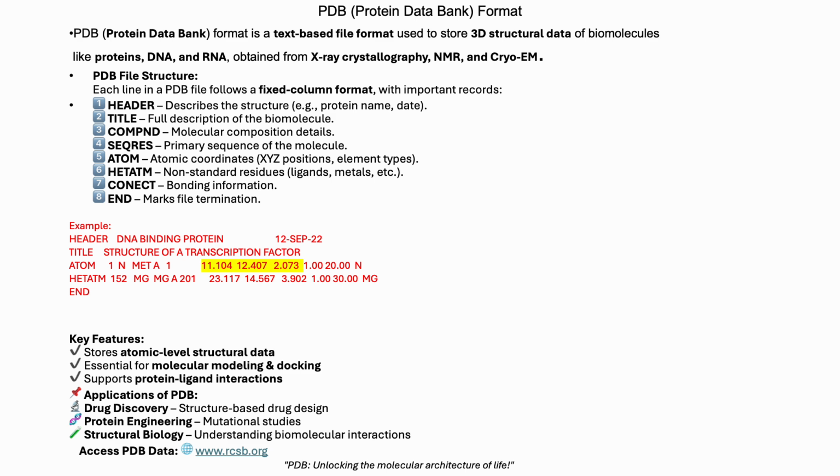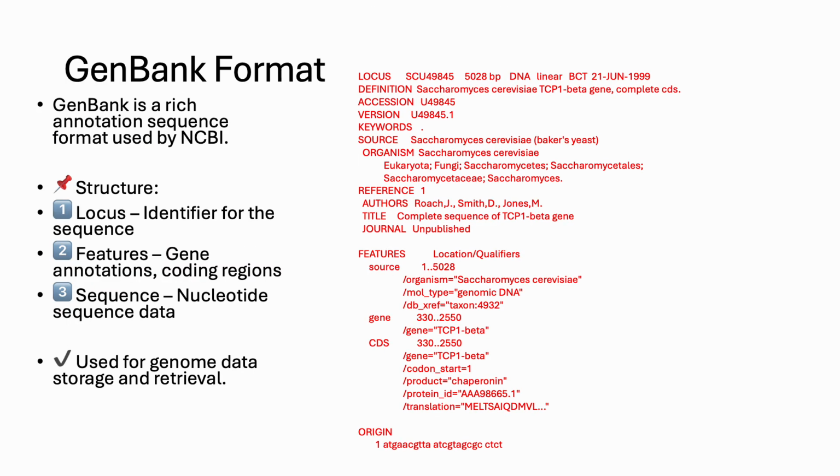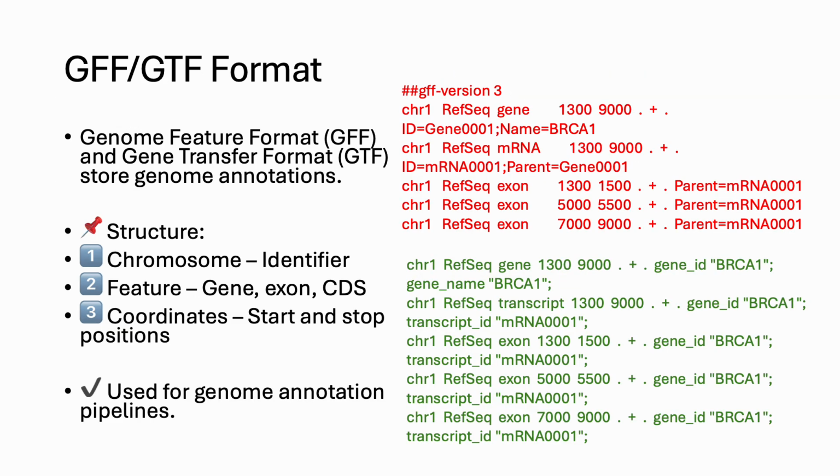Now let's go to the next format called GenBank format. GenBank format is a very commonly used format by NCBI for storing information. It's a rich annotation sequence format. The basic information structure involves locus, features, and sequence, and is used for genome storage and retrieval. So here is the locus information, definition, accession, keywords, references, metadata associated like source, gene, and CDS, and then the sequence information itself.